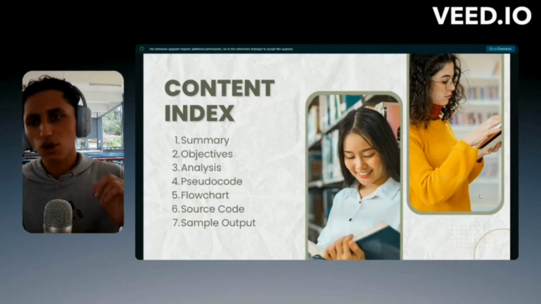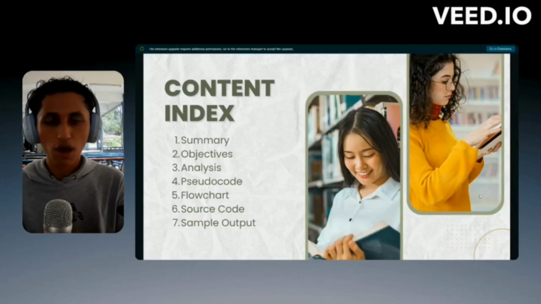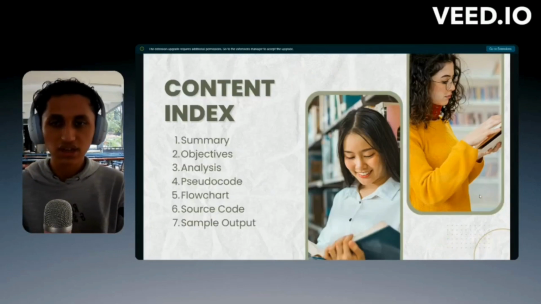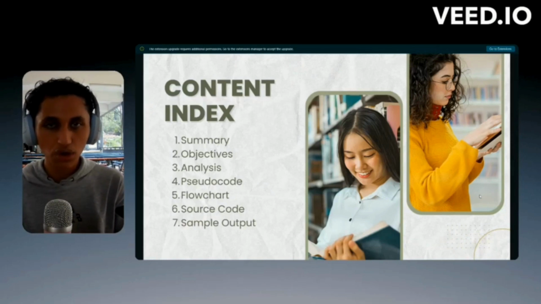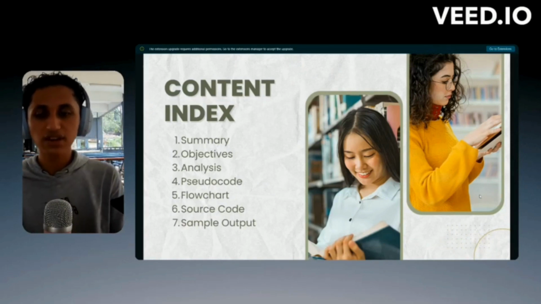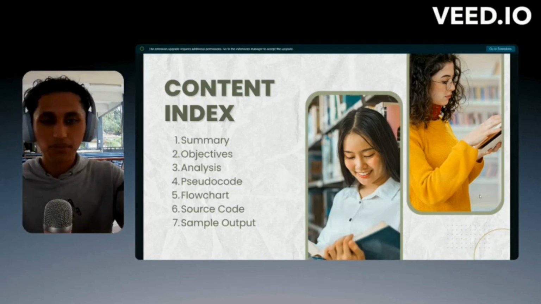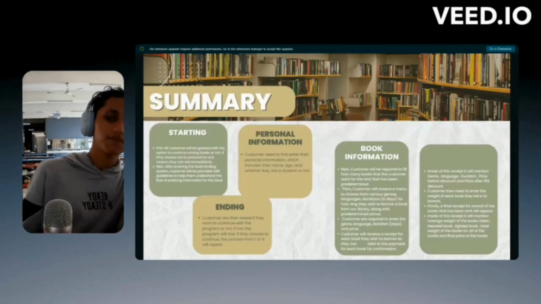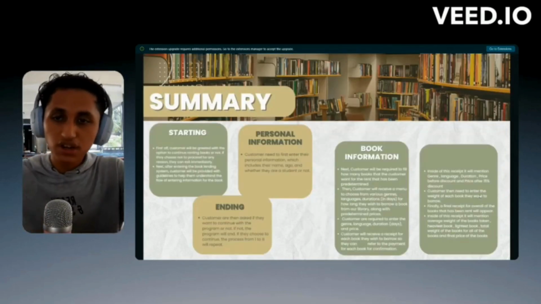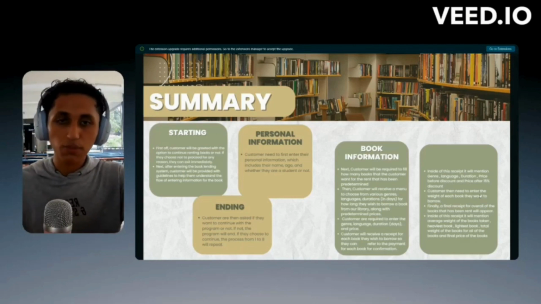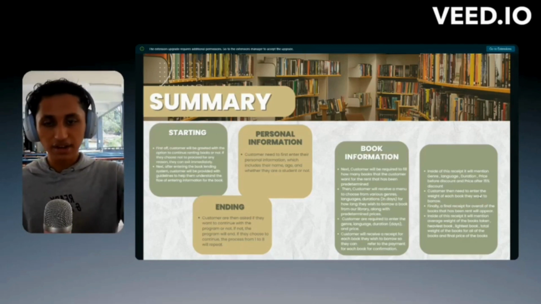Okay, next. This is the content of the index. We firstly have the summary. Secondly, our objectives, analysis, pseudocode, flowchart, source code, and finally the sample output. Okay, now moving on to the summary. We have four parts actually. Firstly, the starting, the personal information, the book information, and lastly is about the ending.